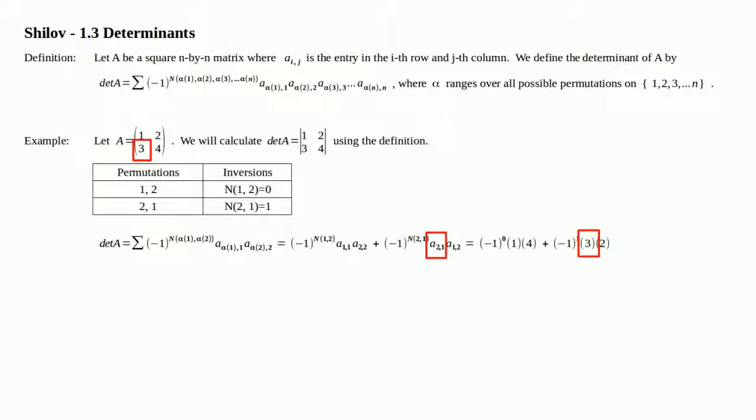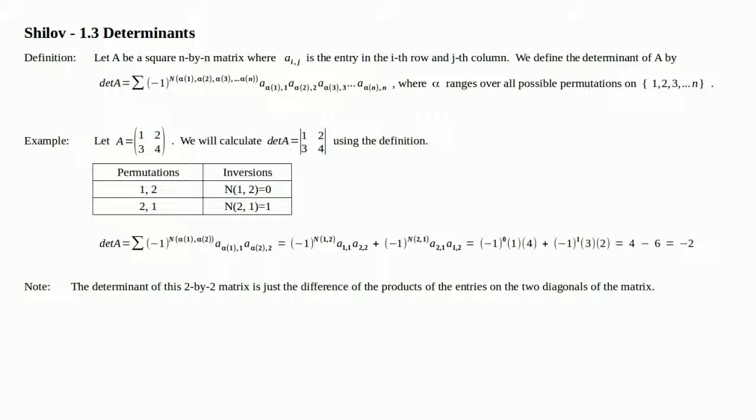Alright, and A sub 2, 1, that's 3 because 3 is the entry in the second row, first column of our matrix. And A sub 1, 2, that's 2 because that's the entry in the first row, second column of our matrix A. That's how we get that. And that ends up being equal to 4 minus 6, which is equal to negative 2. So there's our determinant, negative 2.